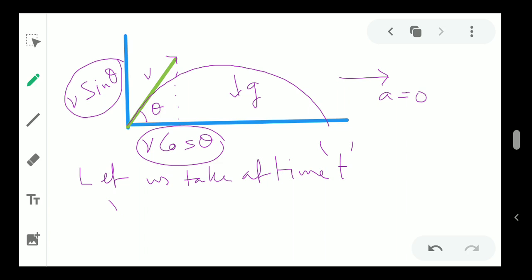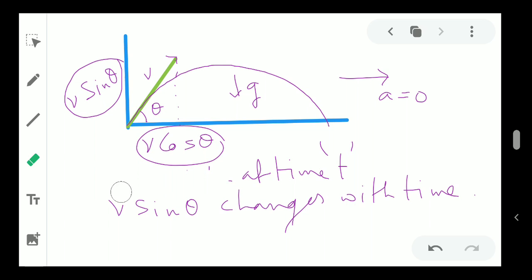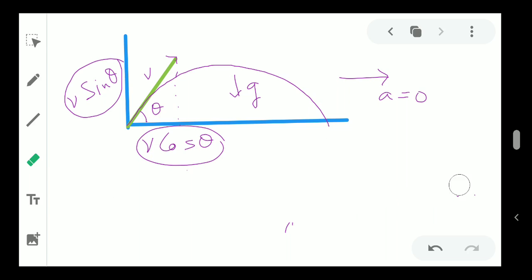So v sin theta changes with time, but v cos theta doesn't change with time. And the v value is the same. So let us find out after time t what will be the value of v sin theta, that is the vertical component.